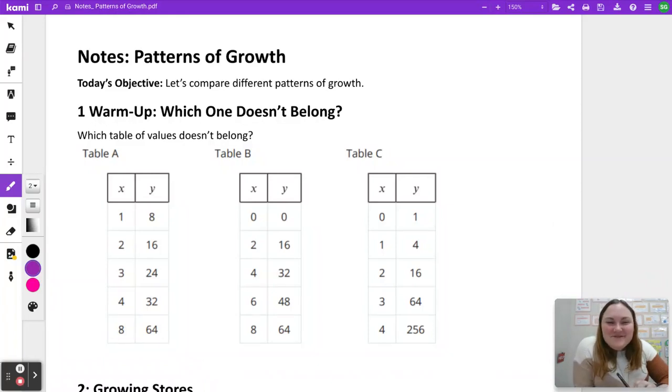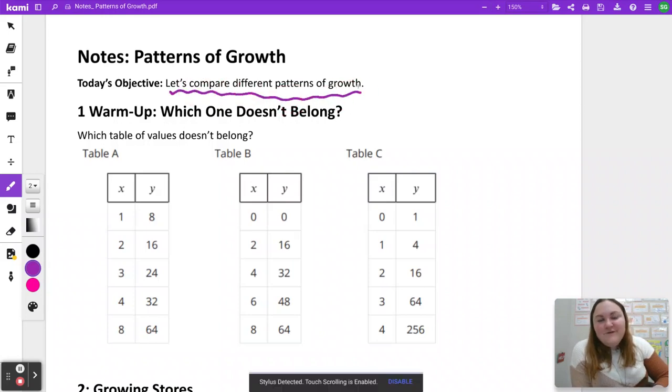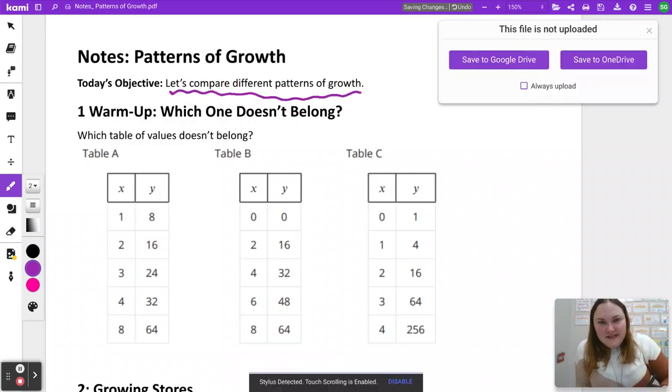Hello, algebra students. This lesson is called Patterns of Growth. It is the second lesson in our unit on exponential equations. And the goal for this lesson is going to be to compare different patterns of growth. We're really going to focus in this lesson on tables.